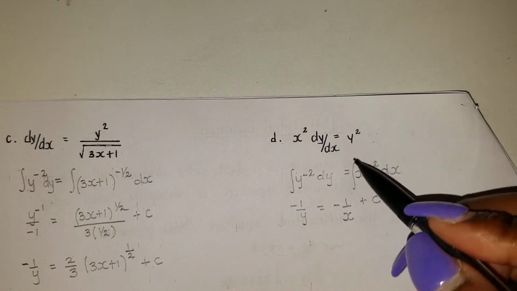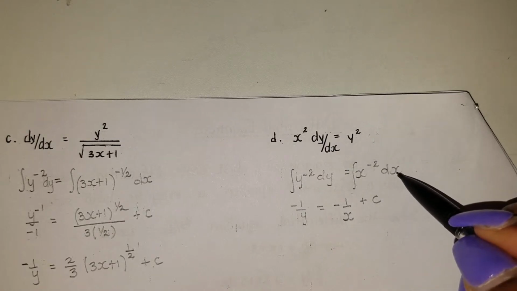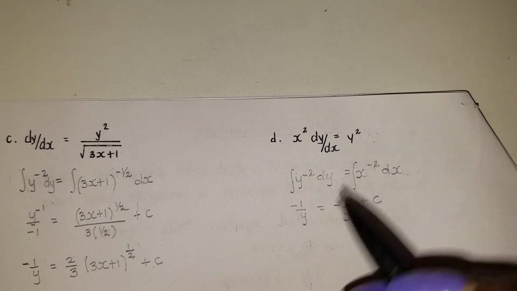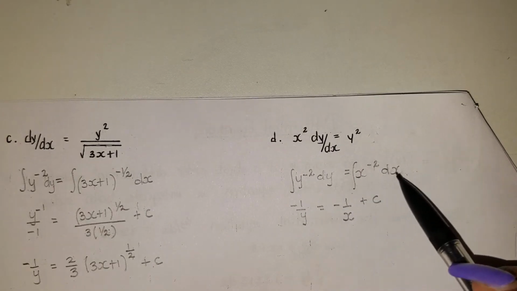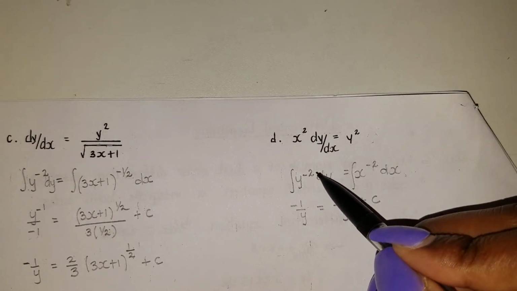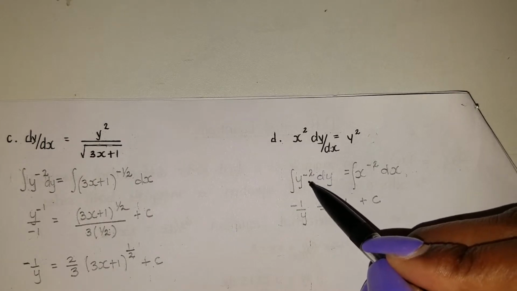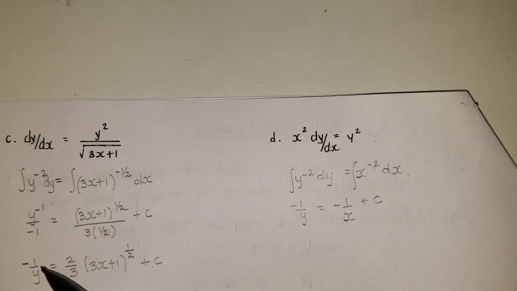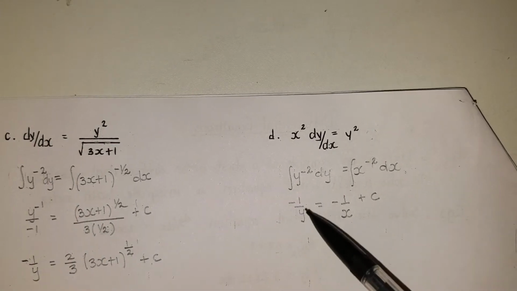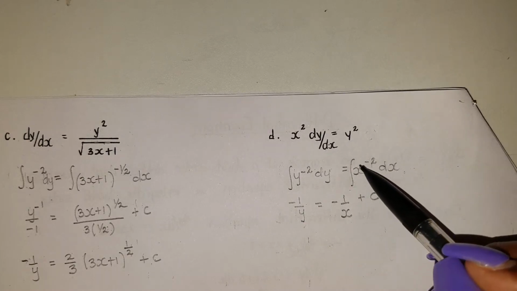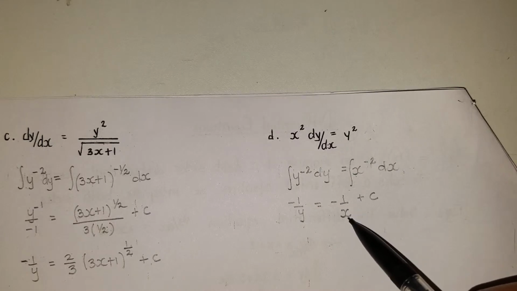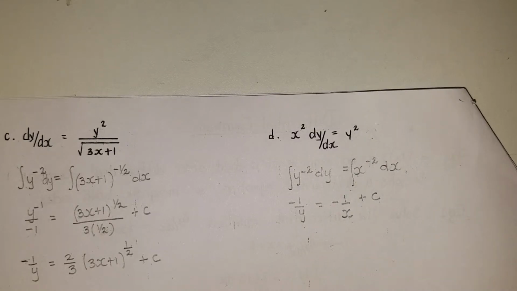This dx gets brought over as well and gets multiplied, because on this side it was being divided, so it goes up and gets multiplied. So now that the variables are separated, we will integrate. If I add 1 to negative 2, I get negative 1, and I divide by negative 1. Just as we did in the previous question, we'll get a negative 1 over y. So in the same way, if I integrate x raised to negative 2, I will get a negative 1 over x. Put my plus c at the end.